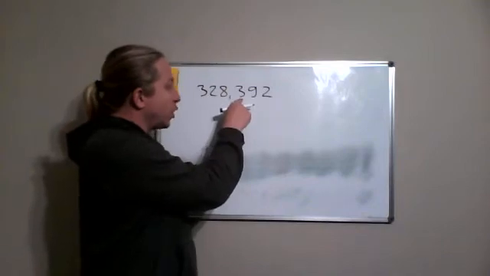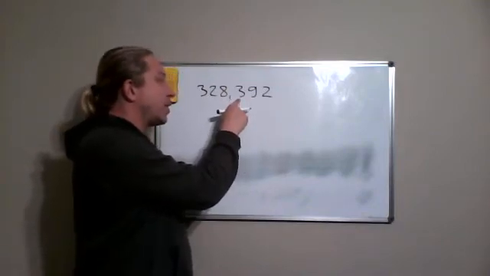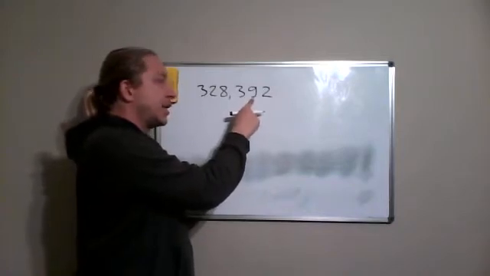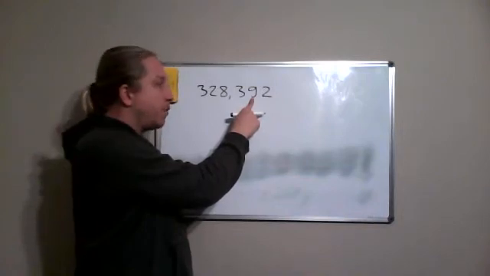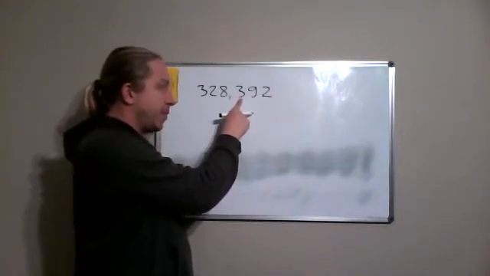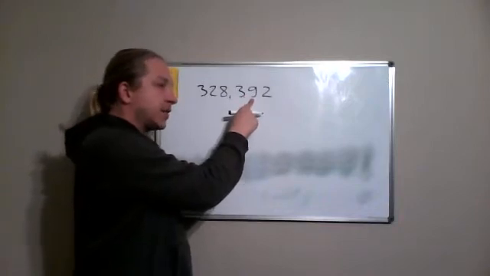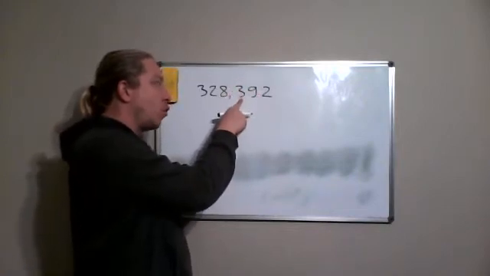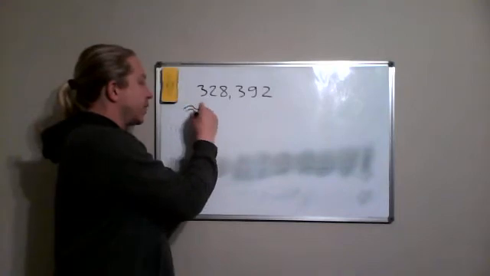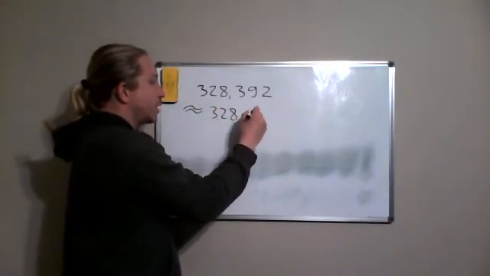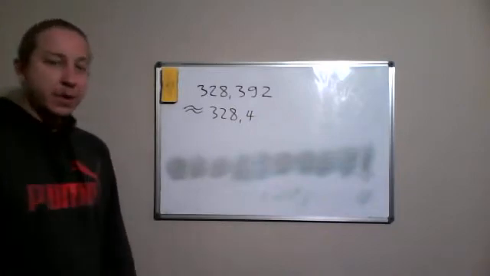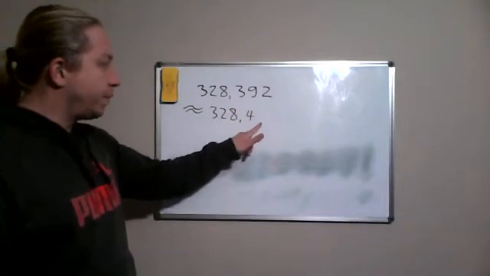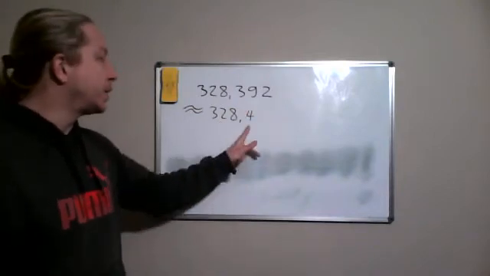So what we do is we look at the next digit, not the one that I'm asking about, but the next one. Now, if this digit is 0, 1, 2, 3, or 4, we leave this digit the same. If this digit is 5, 6, 7, 8, or 9, which it is, we add one more to the 3. So this answer is approximately 328.4. You can see that 39 is a lot closer to 40 than it is to 30. That's why this becomes a 4.